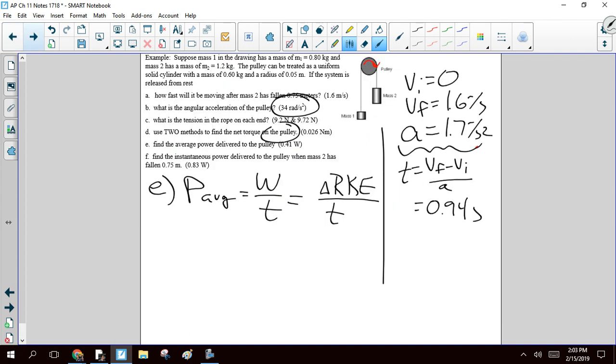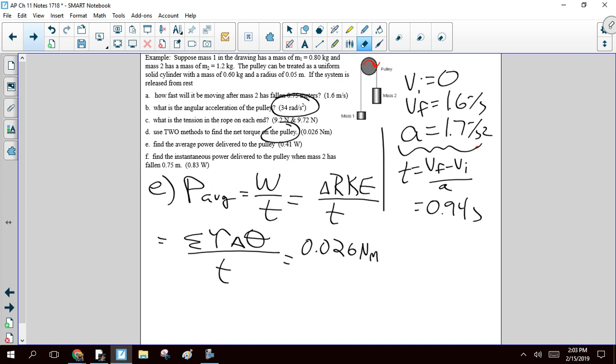So this is net torque times change in theta over time. So our net torque we found before, that's 0.026 newton meters. Oh, let's see, our change in theta, well, let's use a jumper. Our change in x was 0.75 meters divided by the radius of the pulley.